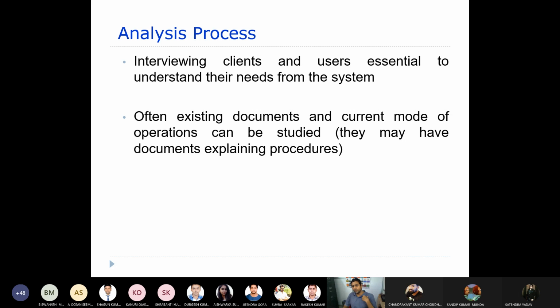Now, what are the different things that we carry out through an analysis process? So usually we interview the clients or the users to understand the needs. And if any existing documents or current modes of operation are available, we study them, right? We try to examine all the current procedures available. Then we convert them into the form of a very complete requirement.